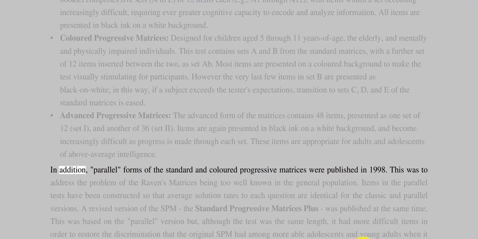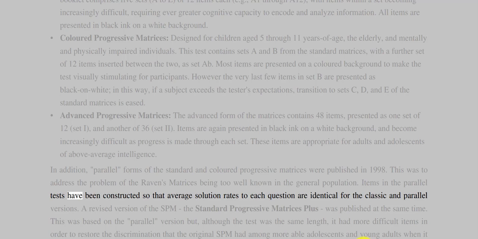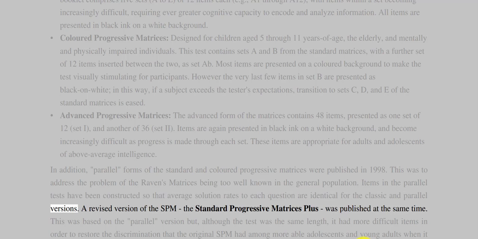In addition, parallel forms of the standard and colored progressive matrices were published in 1998. This was to address the problem of the Raven's matrices being too well known in the general population. Items in the parallel tests have been constructed so that average solution rates to each question are identical for the classic and parallel versions. A revised version of the SPM, the Standard Progressive Matrices Plus, was published at the same time.